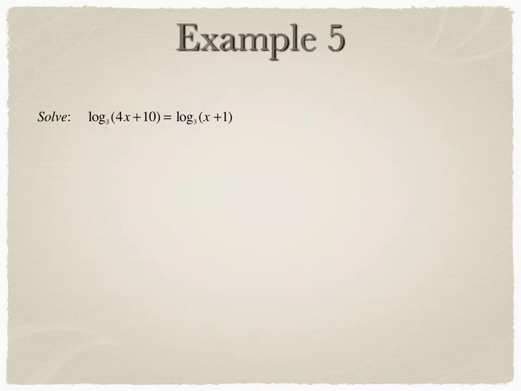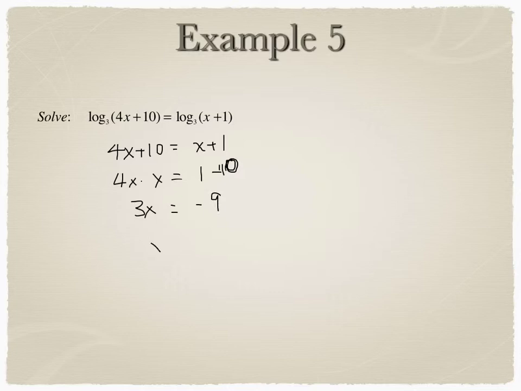Let's apply some. Okay, you can see right away here that the bases of the logs are the same. They're both log base 3. That's really important. If one is log base 4 and one is log base 5, we wouldn't be able to do this right away. But because they're in the same base, we can. So we're going to set the arguments equal to each other. 4x plus 10 equals x plus 1. All right, 4x minus x is equal to 1 minus 10. And so we end up with 3x equals minus 9. X turns out to be negative 3.